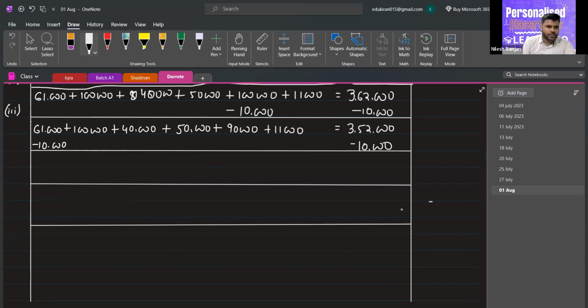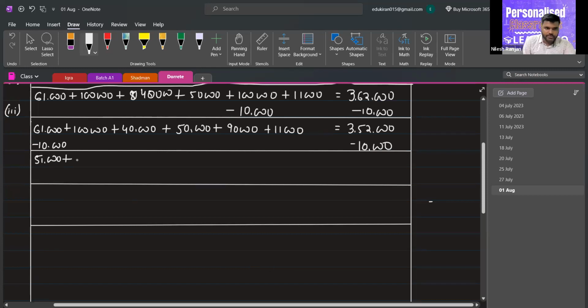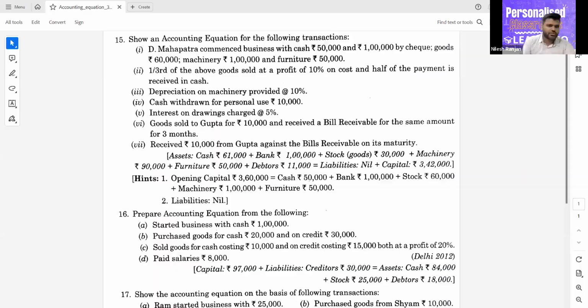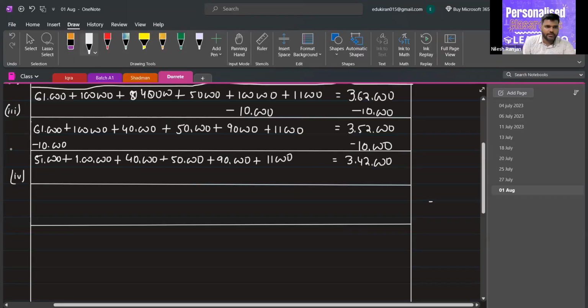Okay. Now total will be 51,000 here plus 1 lakh plus 40,000 plus 50,000 plus 90,000 plus 11,000 equals 3,42,000. Now transaction number 4. Okay, this is transaction number 4, sorry. Now transaction number 5.